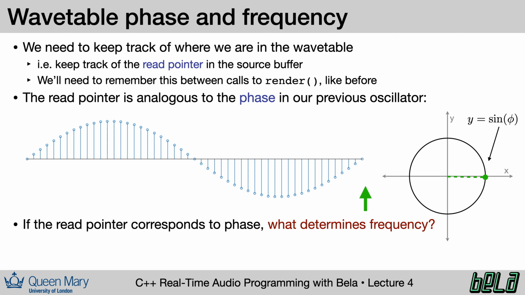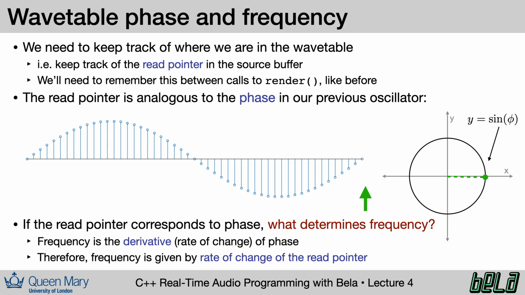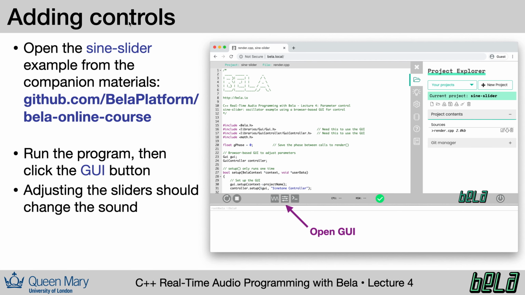The question that we asked ourselves was, if the read pointer corresponds to the phase of the oscillator, then how do we determine the frequency of our wavetable oscillator? And we saw in the sine oscillator that the frequency was the derivative or the rate of change of the phase, and therefore, in the wavetable oscillator, the frequency was given by the rate of change of the read pointer, or in other words, how much we added to the read pointer on each successive audio frame. So that's some background context.